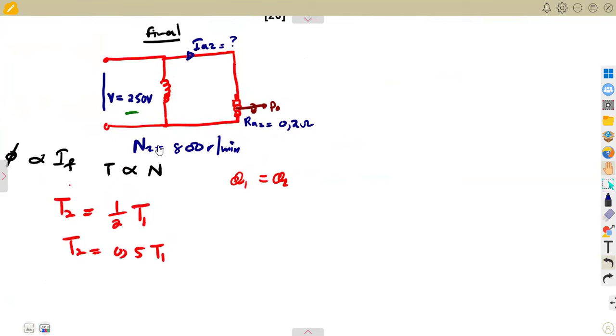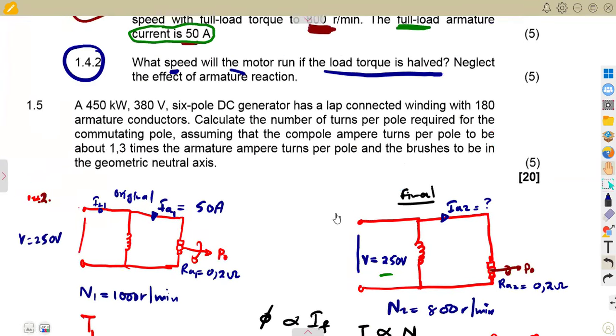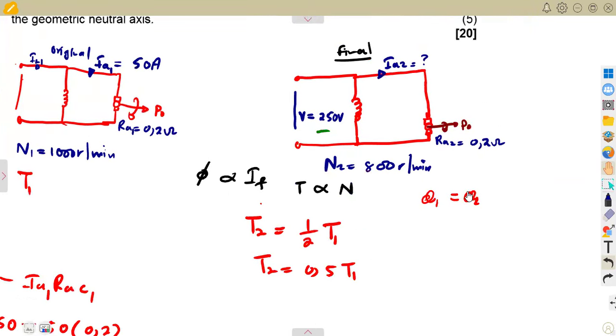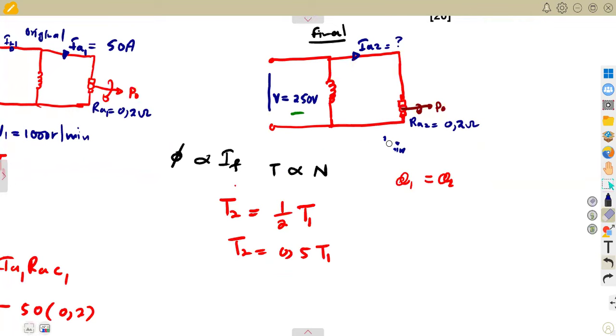What is it that we need? What is it that we are being asked? Calculate the speed. What will be the speed? Before the speed was 1,000, now we do not have this. I forgot to remove this because this is of the original condition. The speed there, we do not know this time. It's a new diagram in its own.